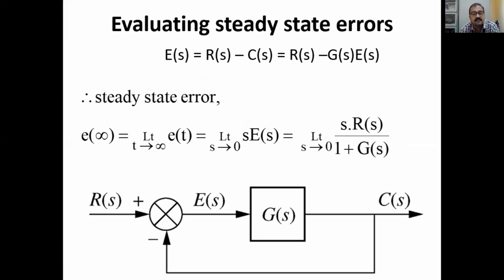So now we will consider steady state error for the three inputs. What is the steady state error when the input is a step signal, when the input is a velocity input or a ramp input? Similarly, when the input is a parabolic input or an acceleration input.